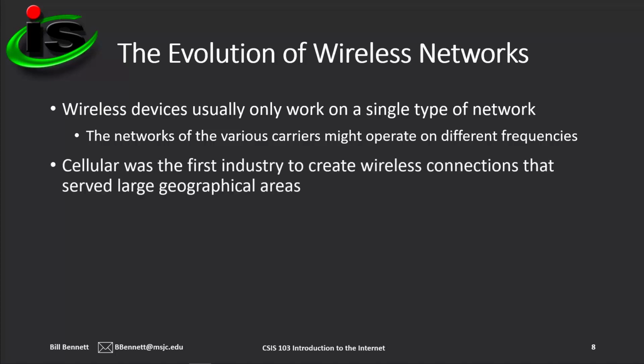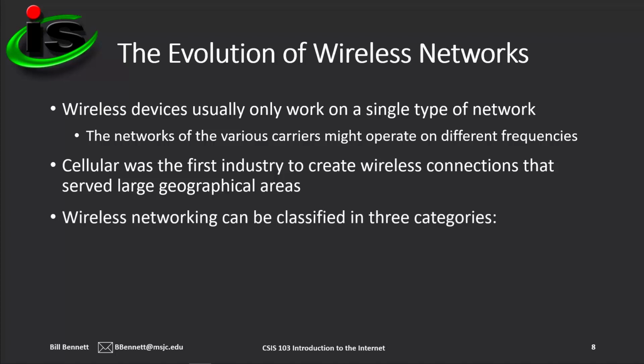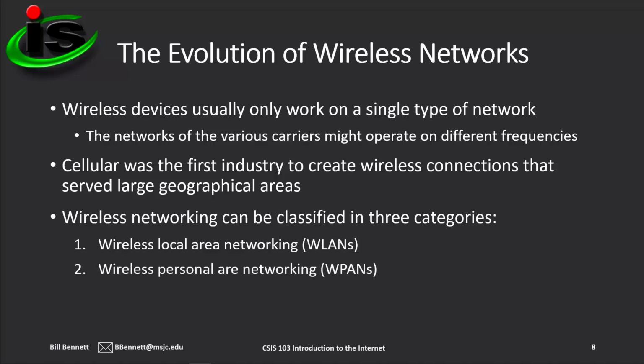Cellular was the first industry to create wireless connections that served large geographical areas. Soon after the creation of cellular networks, engineers developed other ways to create wireless networks with different types of devices. Generally, you can classify wireless networking into three categories: wireless local area networking, or WLANs, wireless personal area networking, or WPANs, and wireless wide area networking, WWAN. It is important to understand each type of network and the technologies used on it so you can determine the correct hardware devices needed. You will investigate the different wireless networks and devices next.